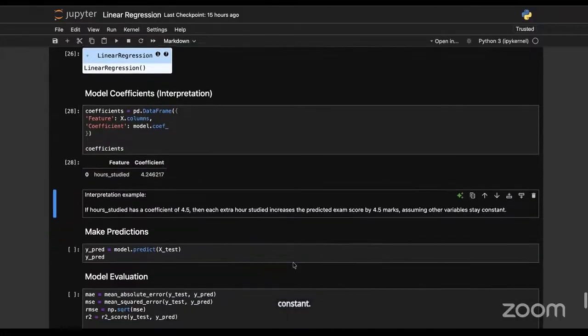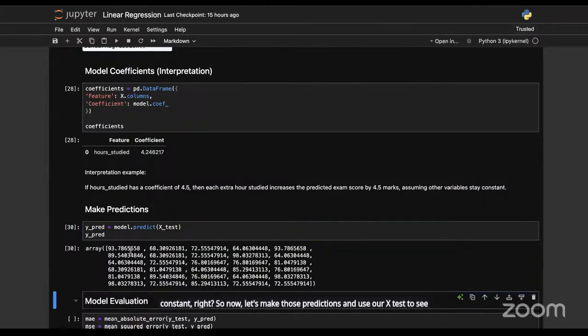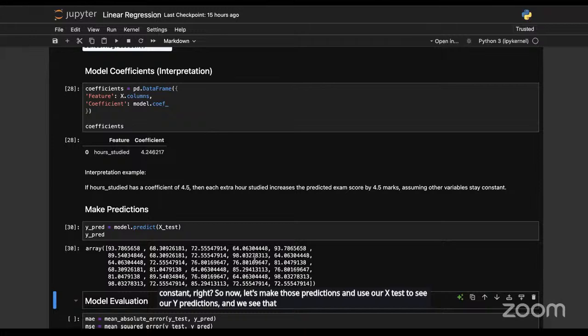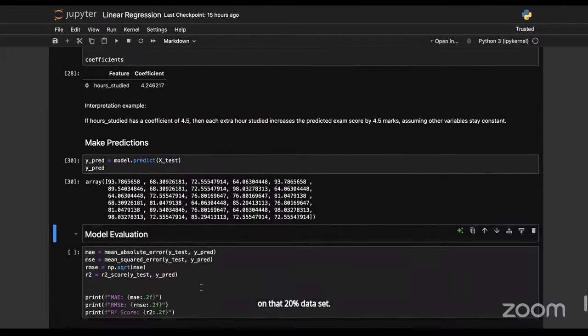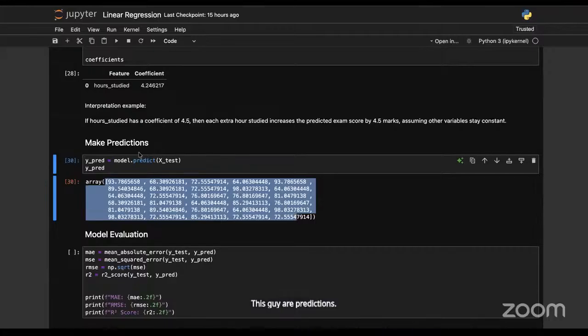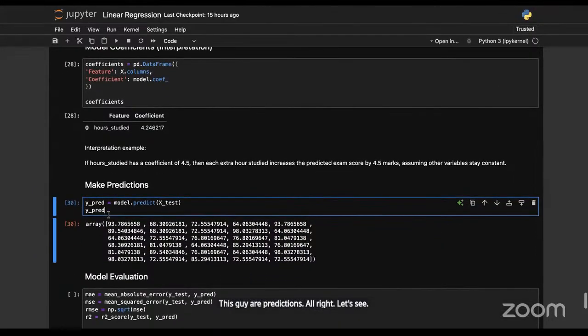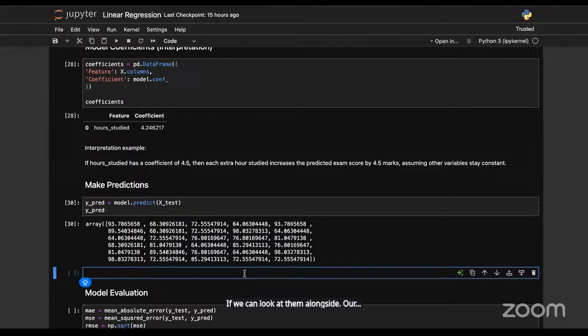All right. So now let's make those predictions and use our X test to see our Y predictions. And we see that our Y predictions have been made on that 20% dataset. Then we run our model evaluation. So note our predictions. Let's see if we can look at them alongside our Y test.